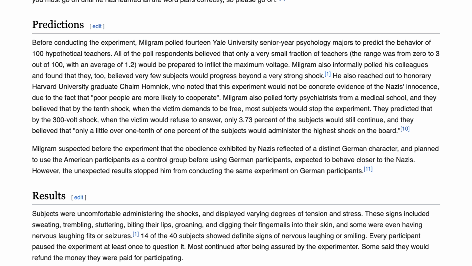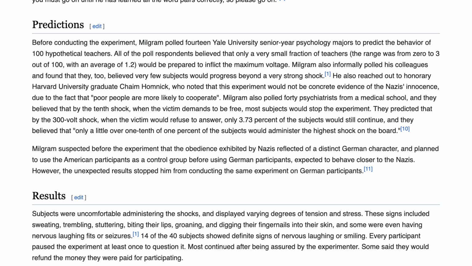Predictions. Before conducting the experiment, Milgram polled 14 Yale University senior year psychology majors to predict the behavior of 100 hypothetical teachers. All of the poll respondents believed that only a very small fraction of teachers, the range was from 0 to 3 out of 100, with an average of 1.2, would be prepared to inflict the maximum voltage.